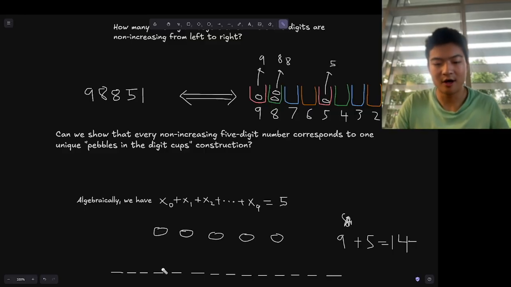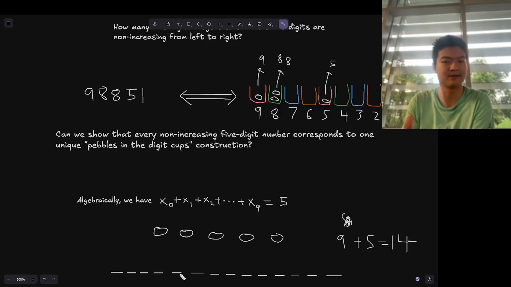Notice that we don't have any constraints when it comes to arranging the pebbles and the dividers, because at the end of the day, if there's nothing between 2 dividers, then that means there's nothing in the cup between the 2 dividers. If there is some amount of pebbles between 2 dividers, then that just corresponds to the number of pebbles in that cup. So really, we are counting how many ways we can arrange the 5 rocks and the 9 dividers on 14 different slots and positions.